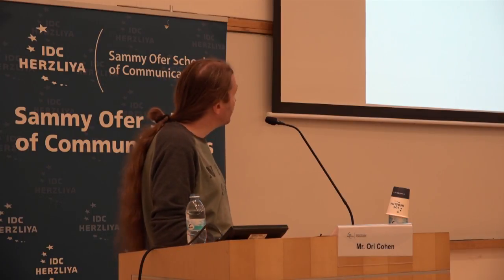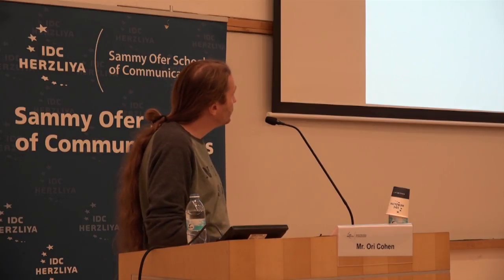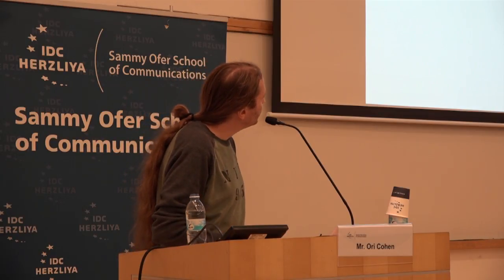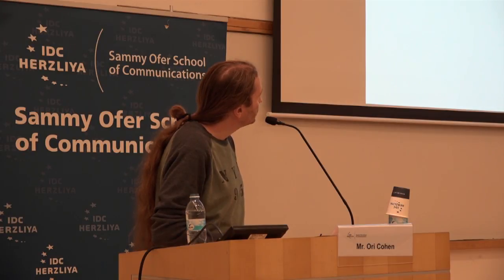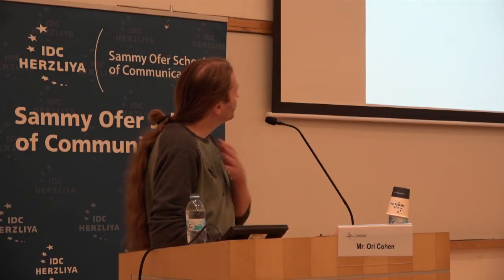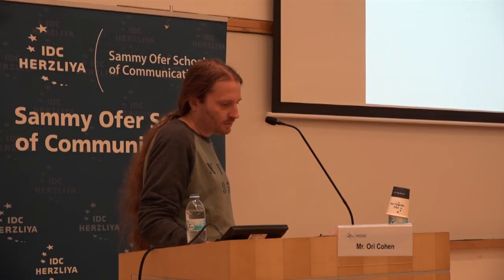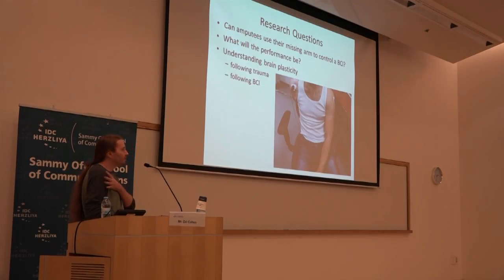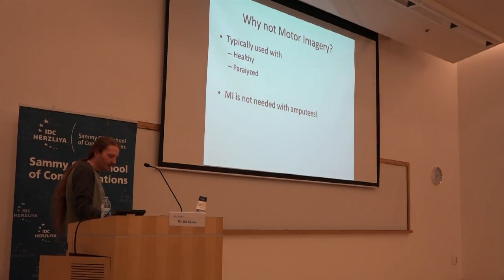What we see here is one of our subjects on whose shoulder we placed EMG sensors. The purpose of placing the EMG sensor was just to see that there is no movement in the shoulder when he performs the BCI task.